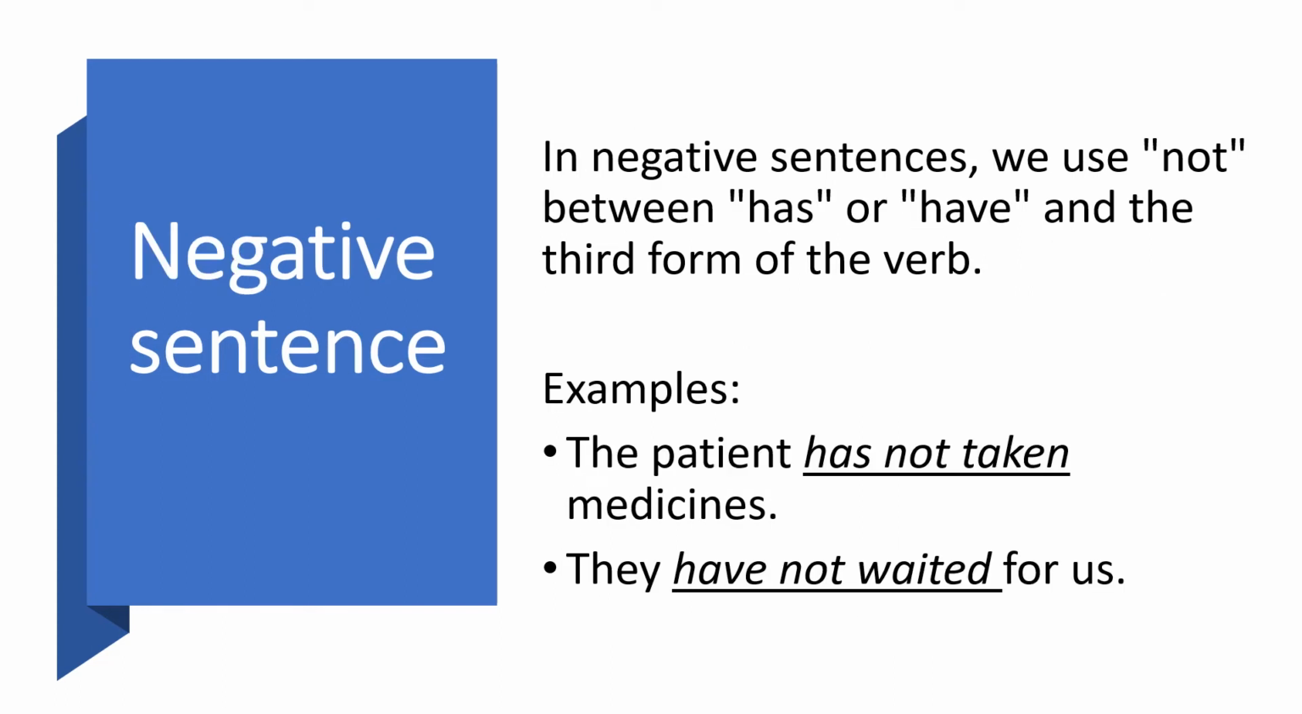Negative sentences of present perfect tense. In negative sentences, we use not between has or have and the third form of the verb. For example, the patient has not taken medicines. They have not waited for us.